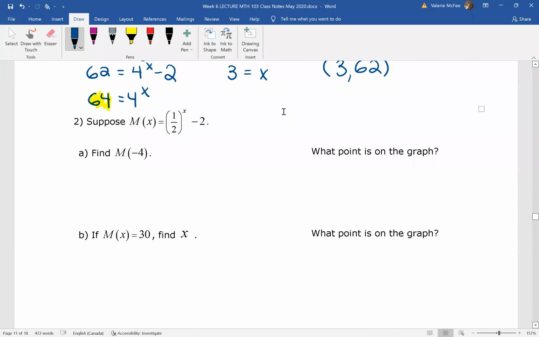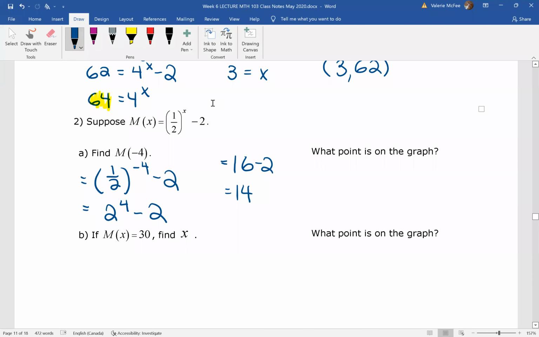Solve question 2, part A. So you did your substitution here and then found the reciprocal of 1/2. So you ended up with 2 to the power of 4. And finally, the m of x equals 14. So when x is -4, we know that the m of x, or y, is 14.